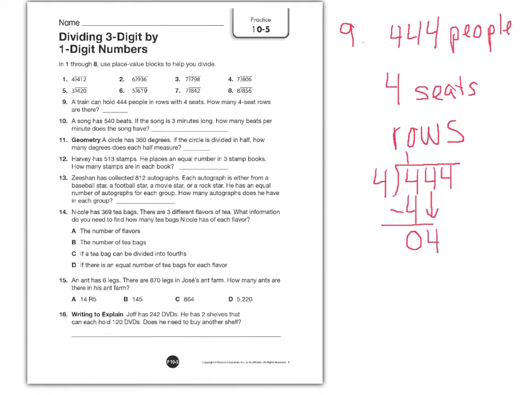And how many 4s in 4 again? And there is just 1. 1 times 4 is 4. You're going to subtract 4 from 4, which is 0 again. You're going to bring down that last 4. How many 4s are in 4 again? There is 1 4 in 4. 4 minus 4, again, is 0, giving you a remainder of 0. And so your answer is going to be 111 for that one.